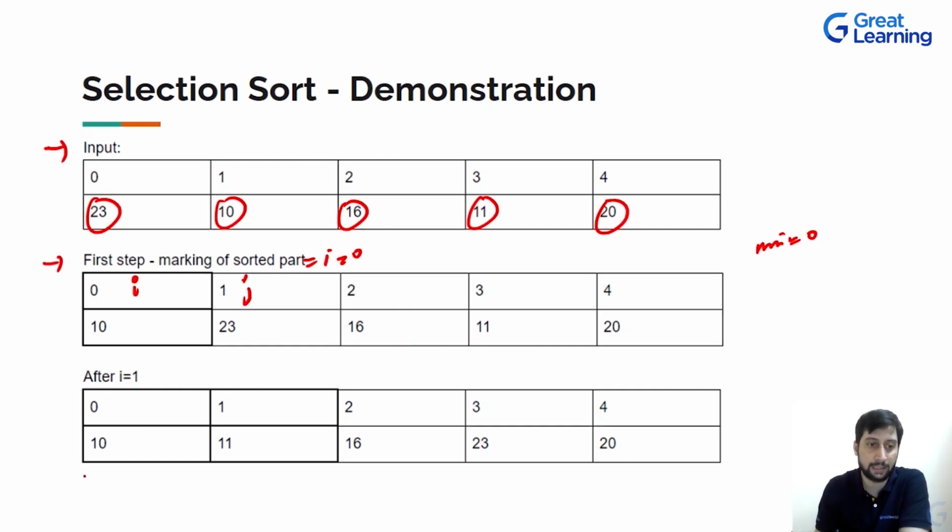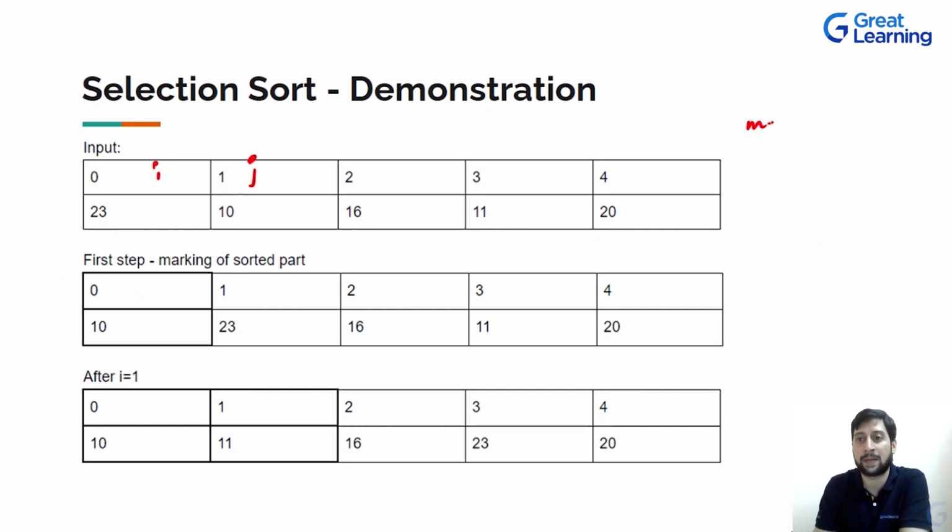Just a minute guys, let me erase this. So our I will be here and j will be here, and the minimum index is at 0, because that is the first index. Since we are taking into consideration the smallest element, now we'll compare. Is 23 greater than 10? Yes. What we will do is update our minimum. That means this is now index 1.